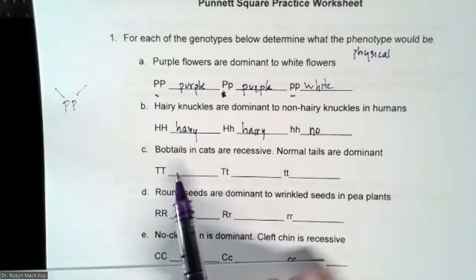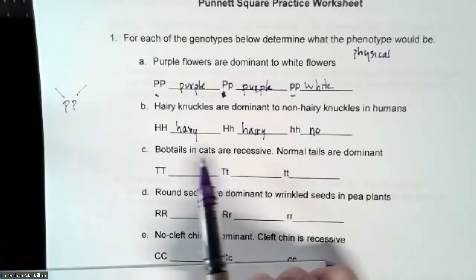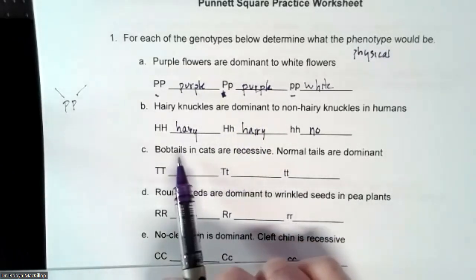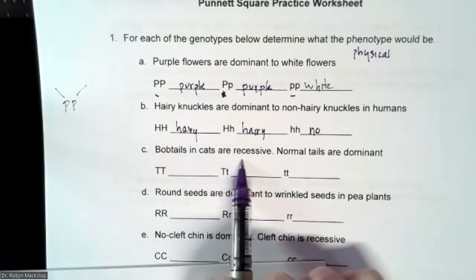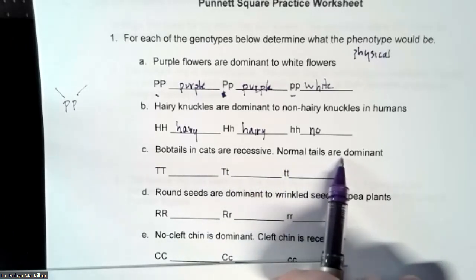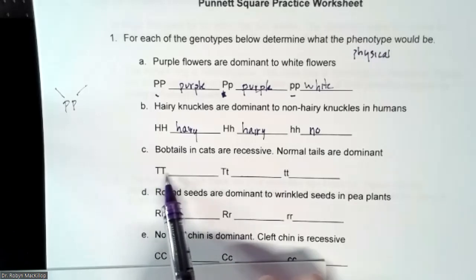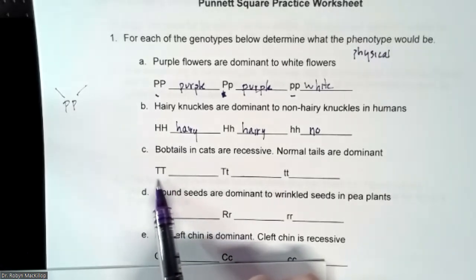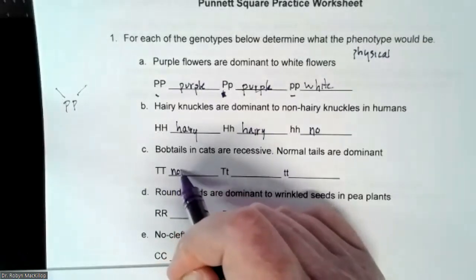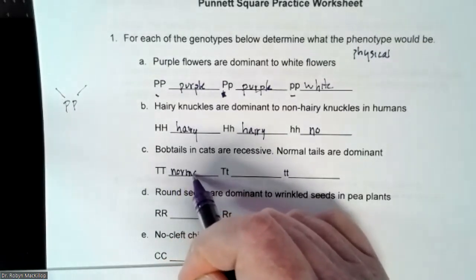And then bobtails in cats are recessive. See what they did? They switched you. You were looking for dominant. Now bobtails are recessive, but normal tails are dominant. So what does this cat have? Normal tail. Normal. Perfect. These are kind of fun.